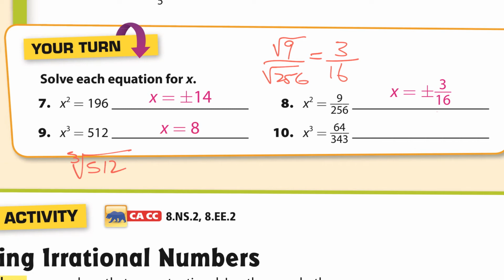And then separately I would take the cube root of 64 and the cube root of 343. The cube root of 64 is 4. 4 times 4 times 4 is 64, and 7 times 7 times 7 is 343. And that's what we should have here: 4 sevenths.